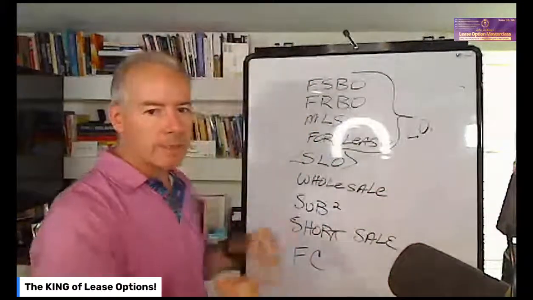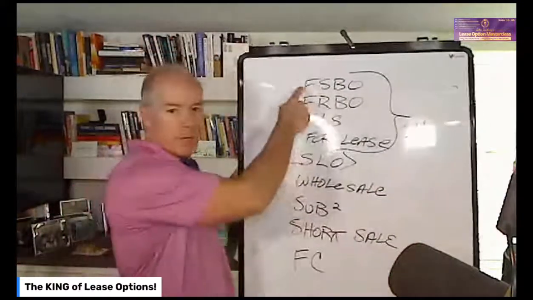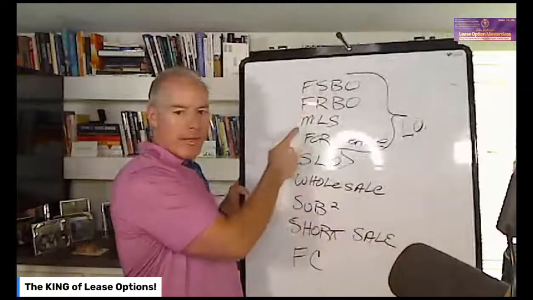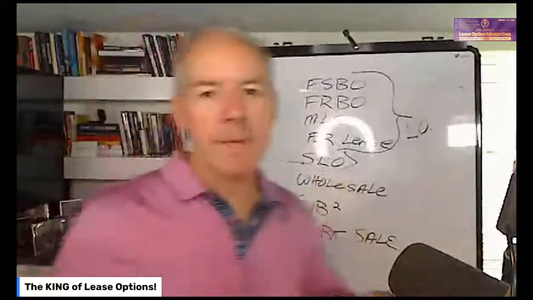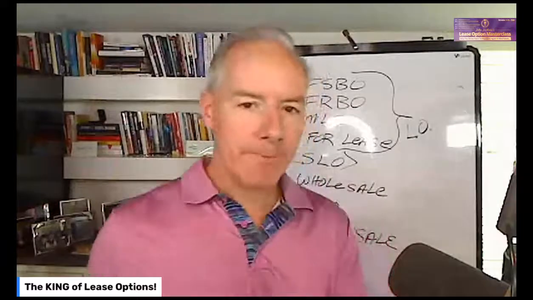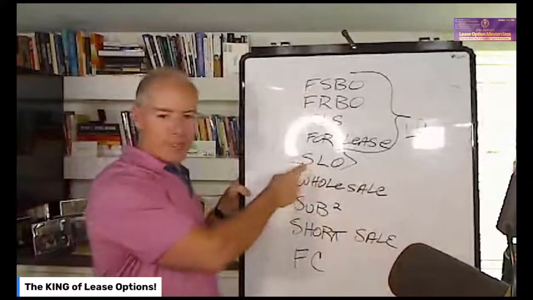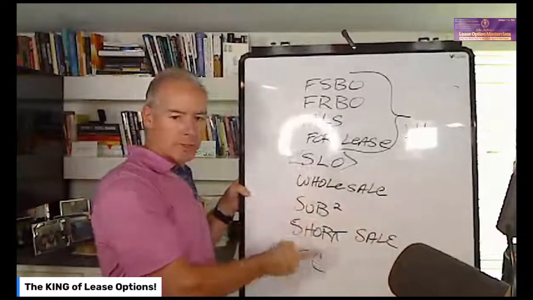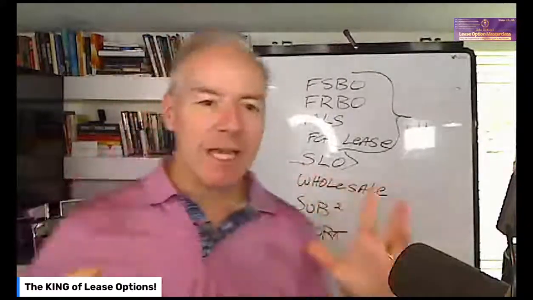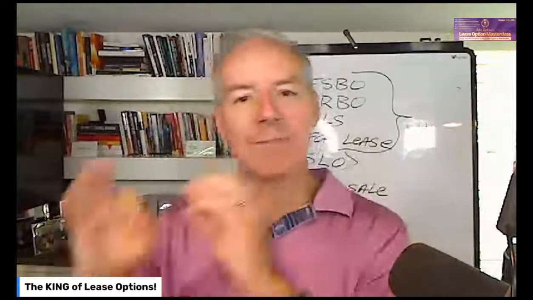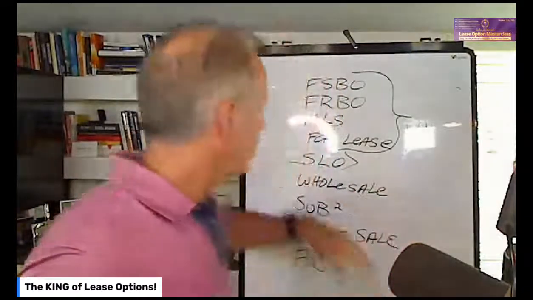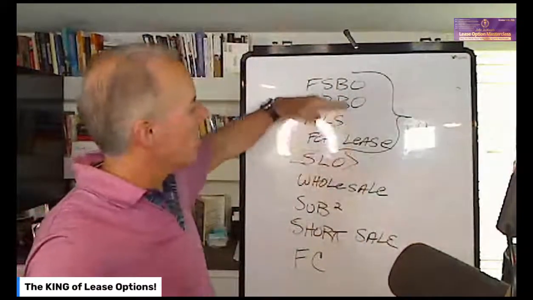But I was saying yesterday that you have for sale by owner, for rent by owner, MLS, houses for lease. What is for lease? It means a real estate agent has it just for lease. SLO, that's sandwich lease option, wholesale, subject to, short sale, foreclosure. As a lease option assignment expert, you are really working with these top four levels.